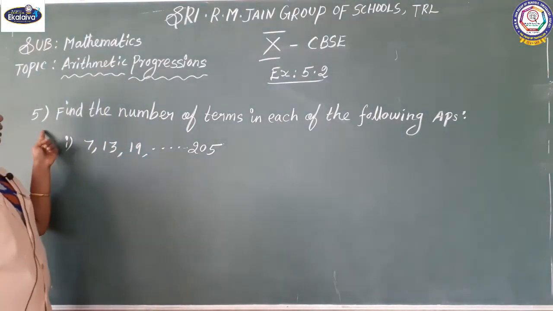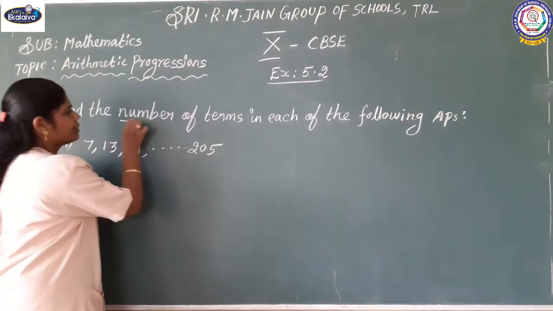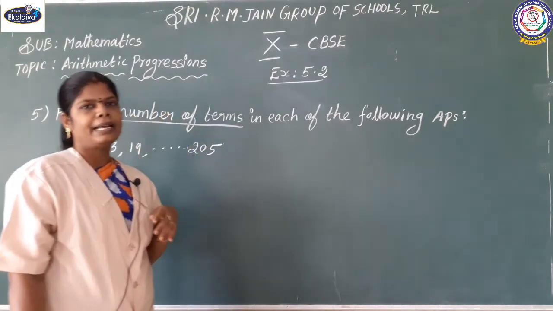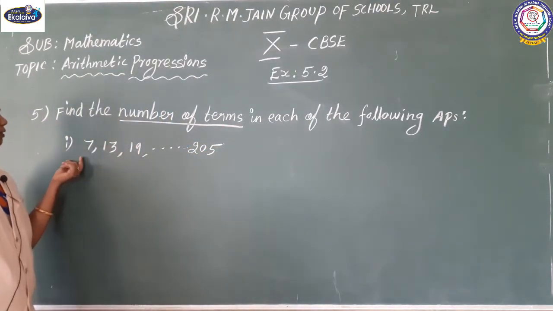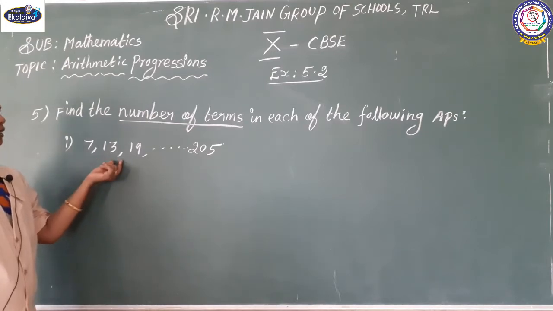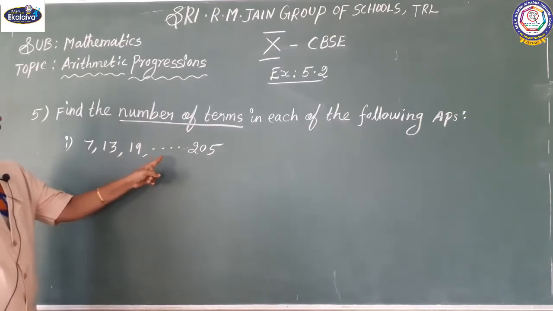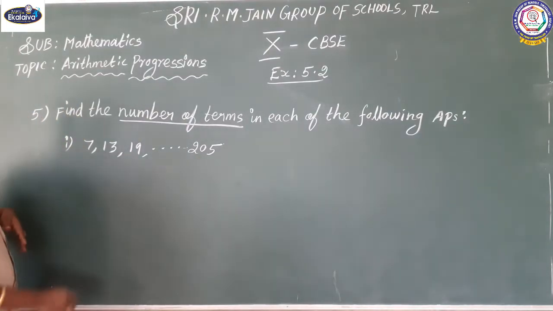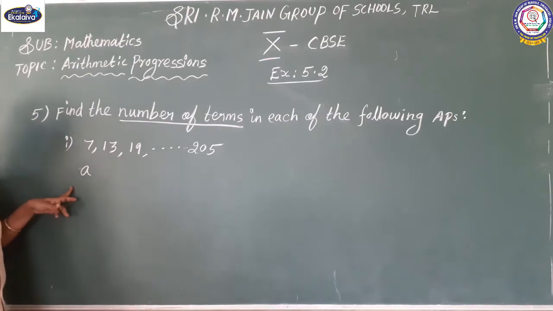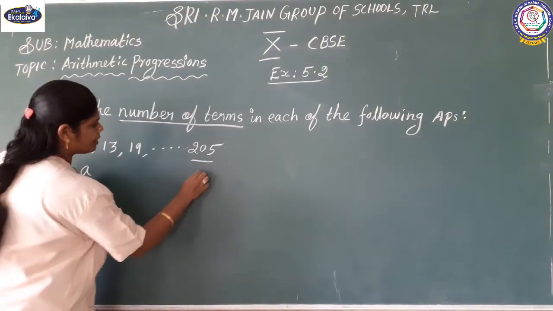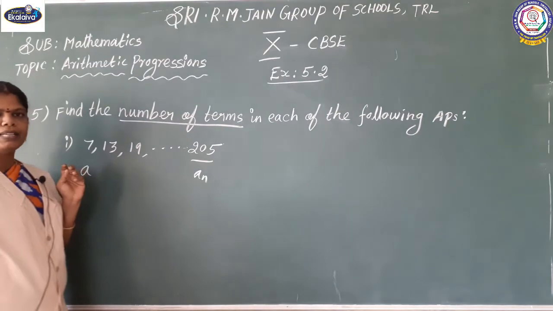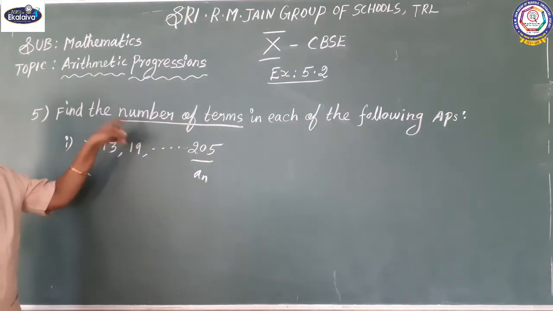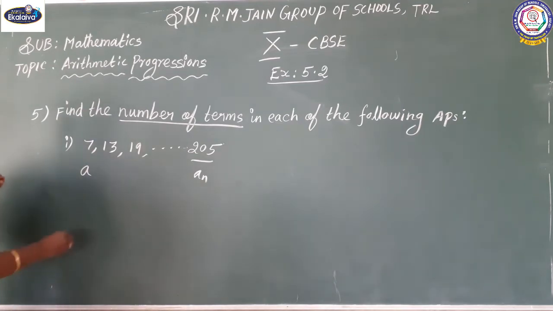Next, question number 5. Find the number of terms in each of the following APs. First subdivision: 7, 13, 19, and so on, up to 205. Here, what things are given? The first term a is given, and this is the last term an, the nth term of an AP. So we are able to find the difference, and we are going to find the number of terms.